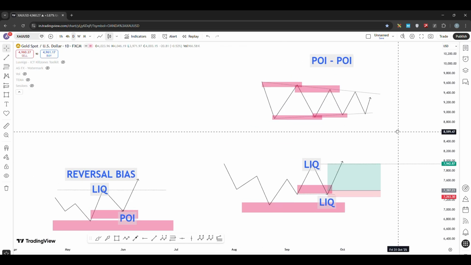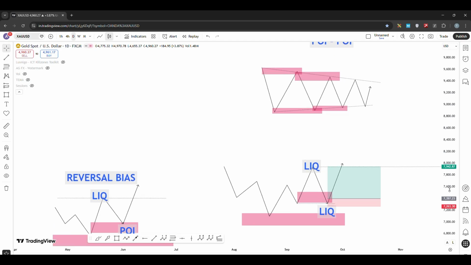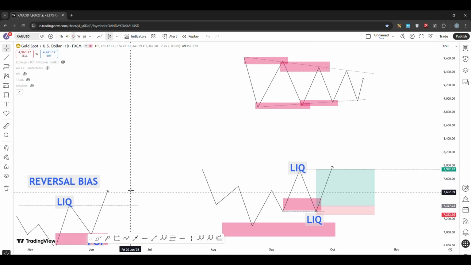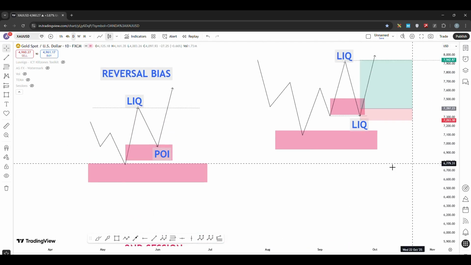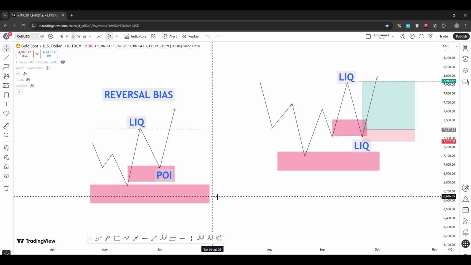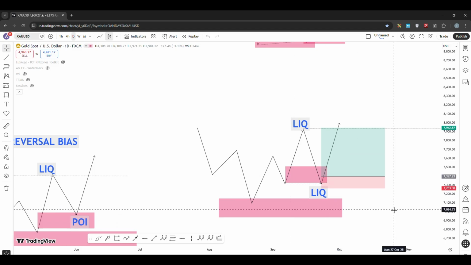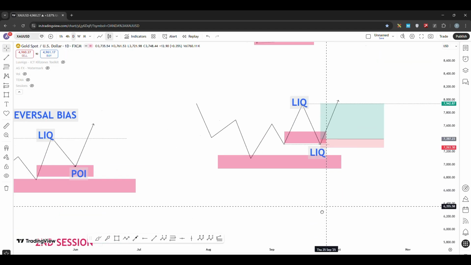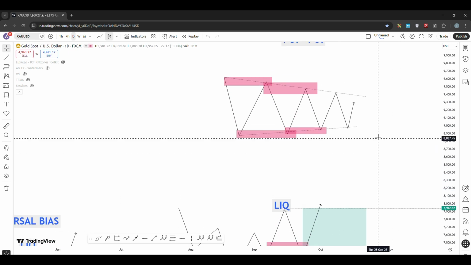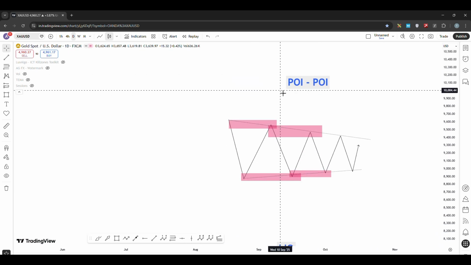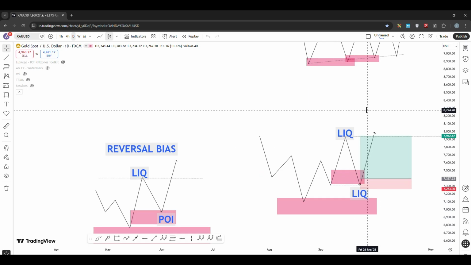So these are the four ways in which a market can move, whether it is in a strong trend, this will be our bias. Whether it is in a pullback, a correction, this will be a reversal bias. Whether obviously in the strong trend, you can also include a liquidity to liquidity move. And when market is consolidating, you can expect that this is a move between a POI and a POI.